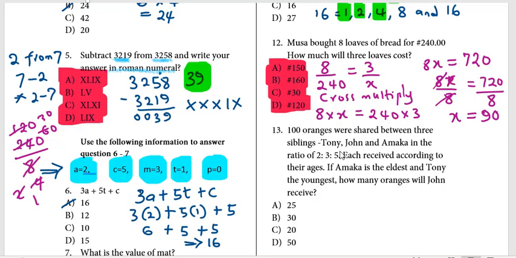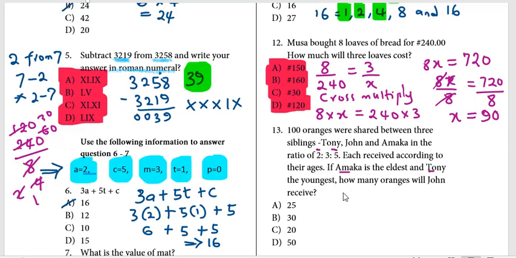Question number 13 says 100 oranges were shared between 3 siblings, Tony, John, and Amaka, in the ratio of 2:3:5. Each received according to their ages. If Amaka is the eldest and Tony is the youngest, how many oranges will John receive? Amaka is the eldest, so she has the ratio of 5. Tony has the ratio of 2 because he's the youngest. So John is between them, so John will be that of 3.